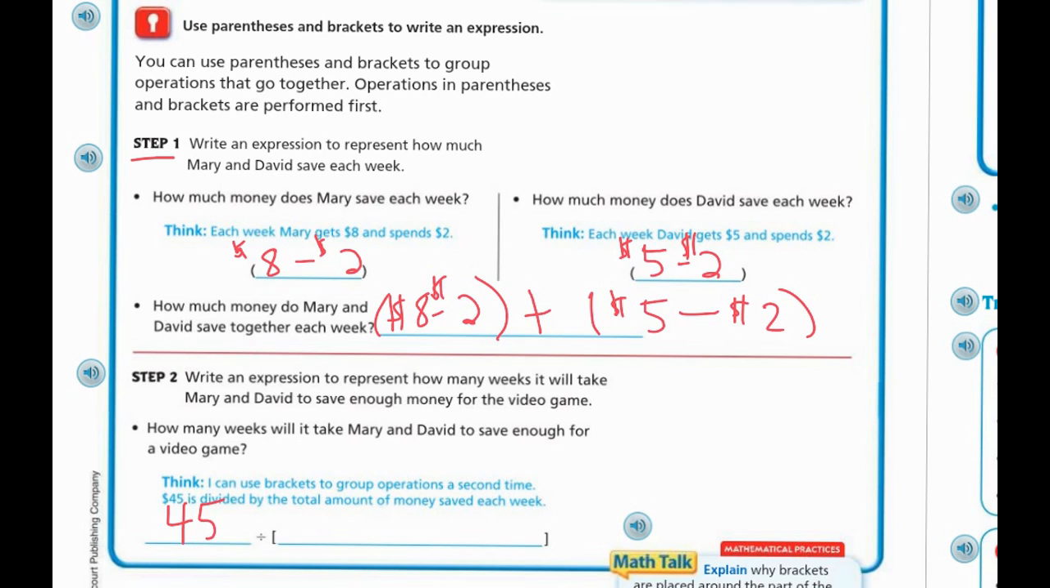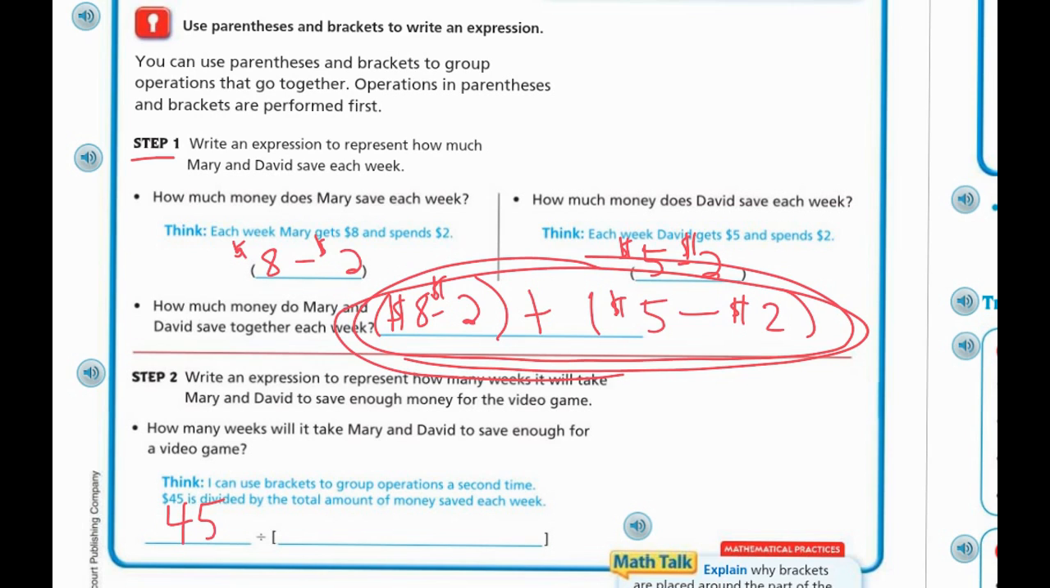So I take the $45 and divide it by how much money they make. I'm going to put the money they make within the brackets, the expression that I made here, so that I can divide all of this by 45, which is the amount of money it's going to take to buy the video game. So I'm going to have the bracket, parenthesis 8 minus 2 plus parenthesis 5 minus 2, and this is all within those brackets, divided by 45.